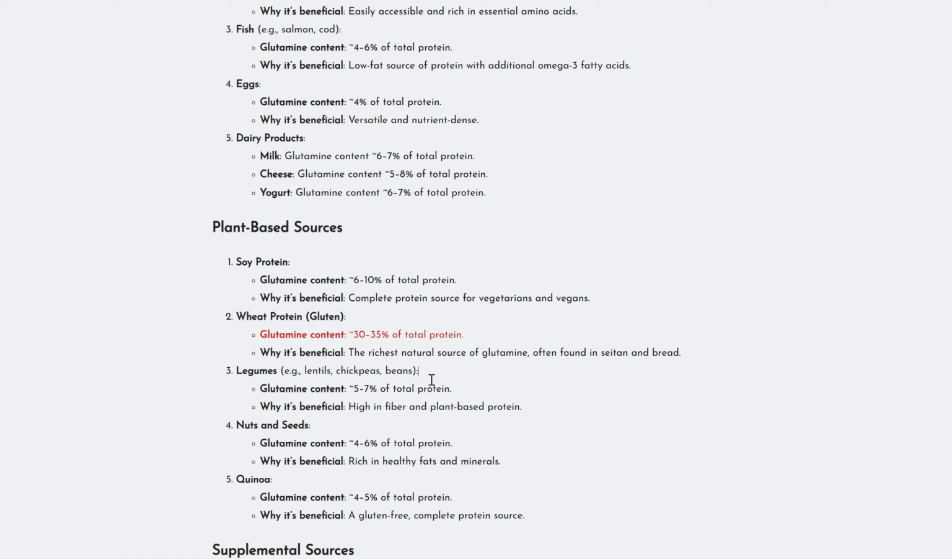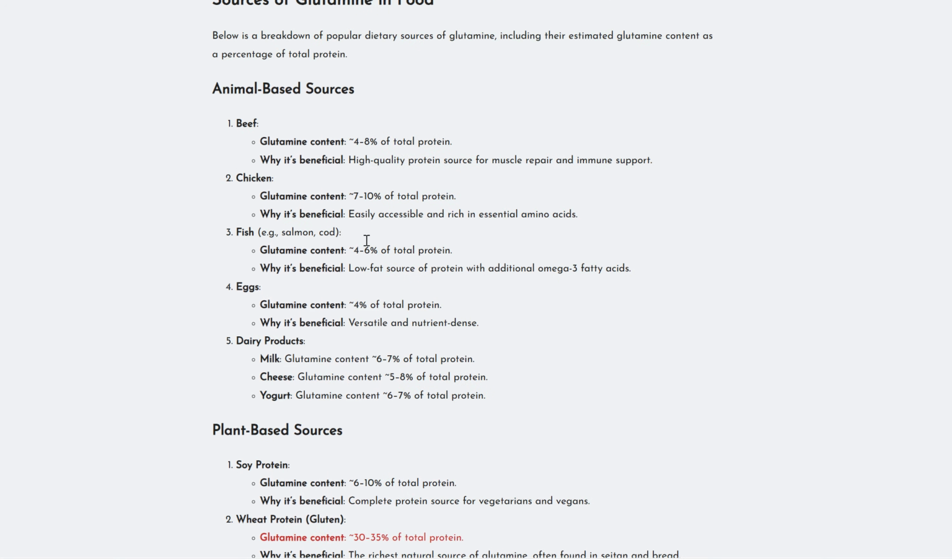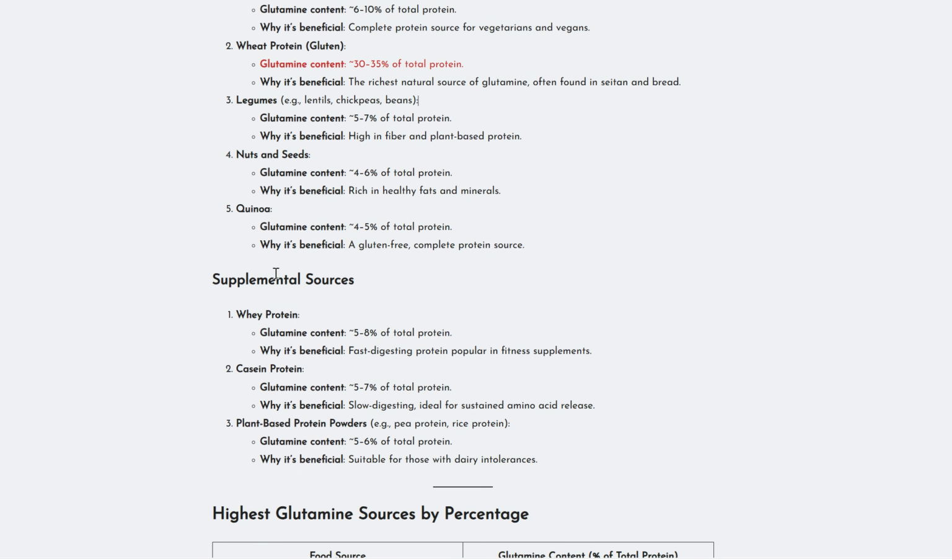Hydrolyzed collagen is also a good source that has very little to no glutamine. That is only if you are in a very compromised position. And eggs are okay too. Although eggs is on the list here, it's about 4%, but eggs are okay, especially the white in the eggs.